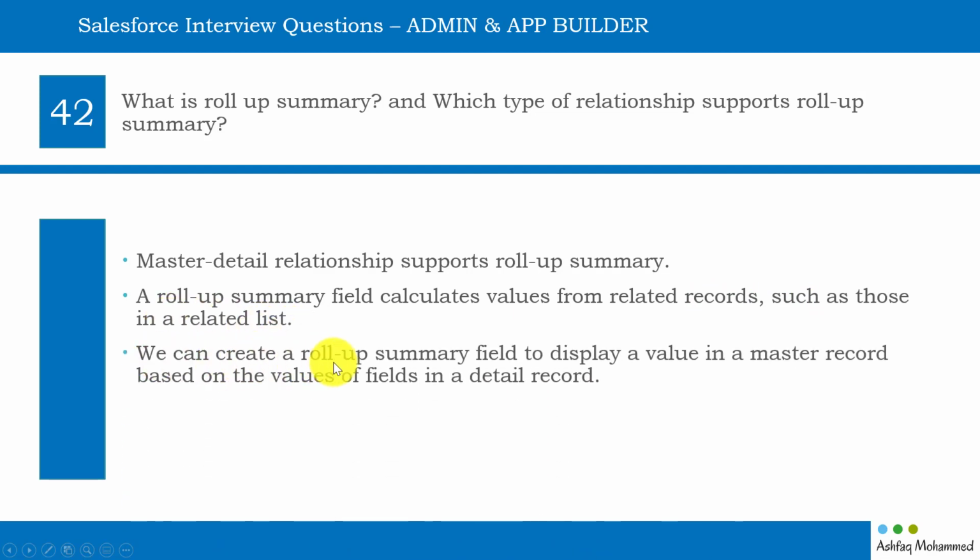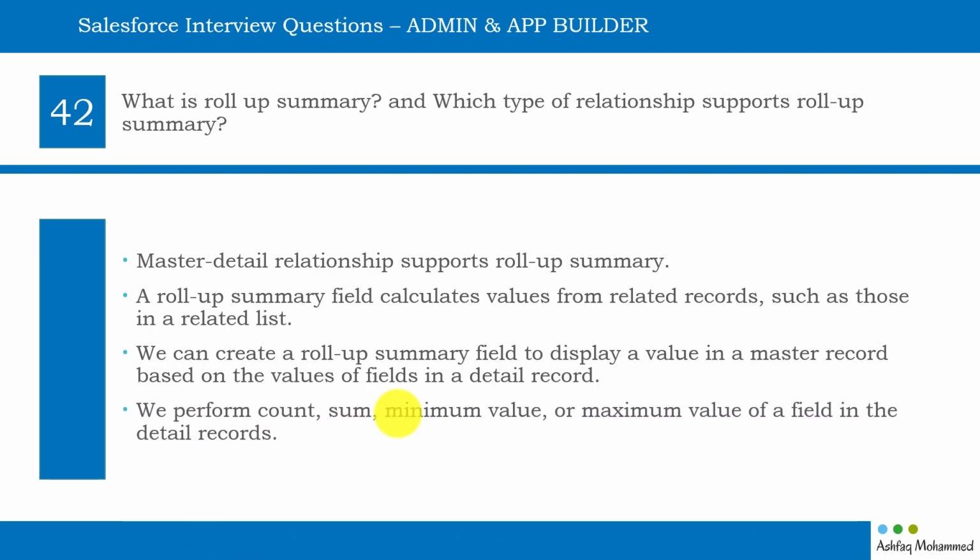All right. So we can create a roll-up summary field to display a value in the master record based on the values in the child records. As I said, if you have marks in the 3 records, I want to show the total of those marks. I can roll up, make the sum of it and then show it on the parent record, right? Similarly, I want to show how many subjects you have written. So I can roll up, there are 3 records. That time I can use the count function and show that, okay, there are 3 subjects or 3 exams you have written.